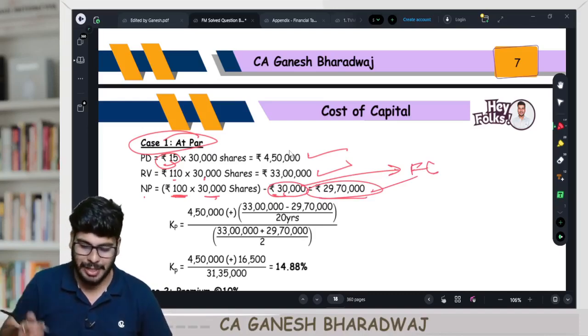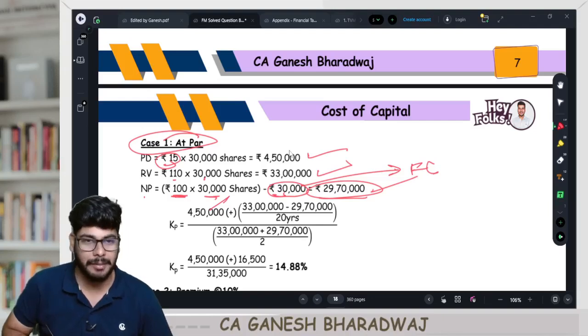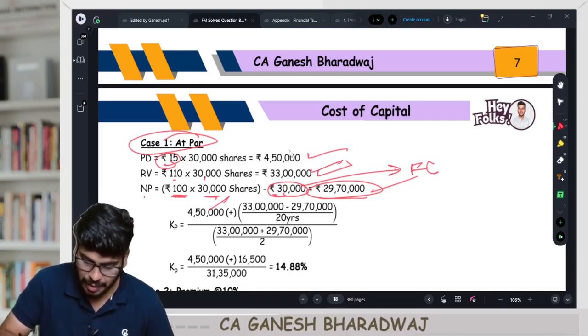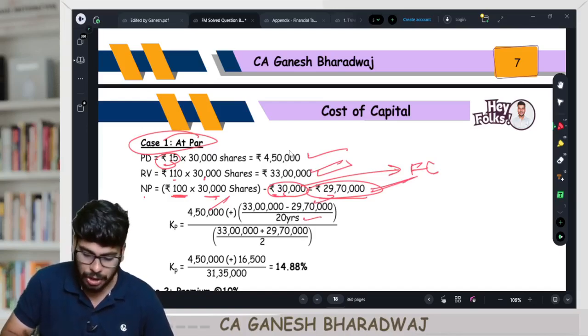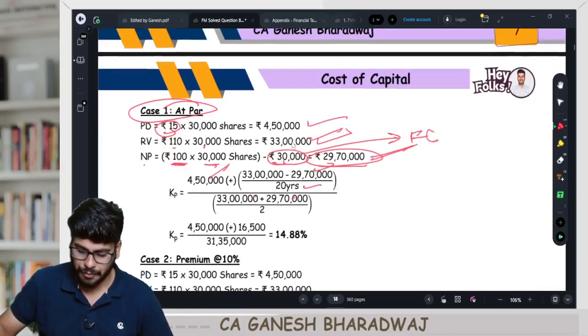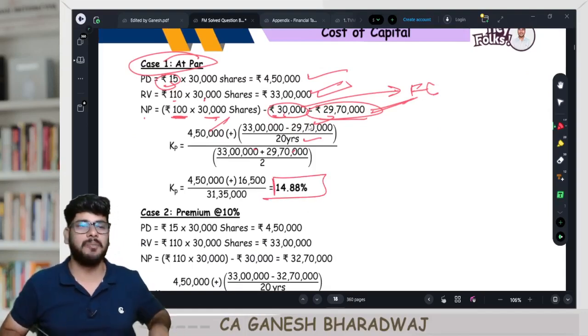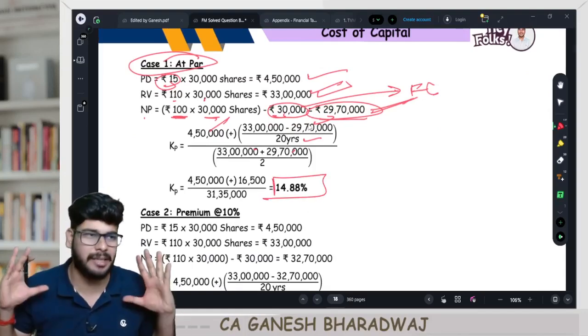Guys, correct? You just need to apply the formulas here. So your dividend plus RV 33 lakhs minus NP 29.7 lakhs, divided by the life 20 years, the whole divided by RV plus NP by 2. If you do this calculation, you will get 14.88%. As simple as that, right?